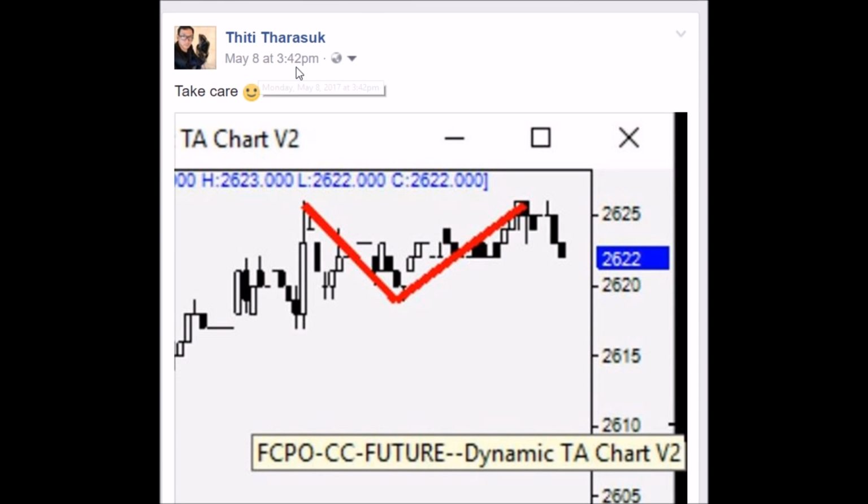But I put this at third 20 part 4. This is Malaysia time. Thai time is 3:40. I put this take care. Why I put this take care? Because after we earn, from 2,540 until now, if you calculate, it's around 80 points. Now it's 80 points. 80 points is matching with our target that we already set up.